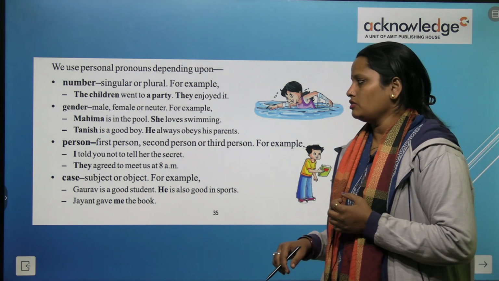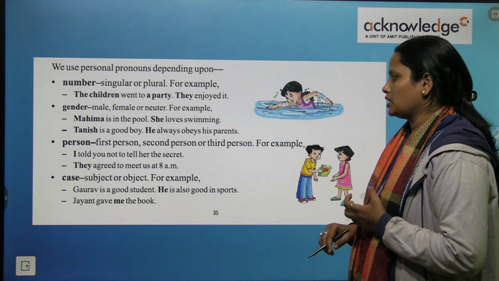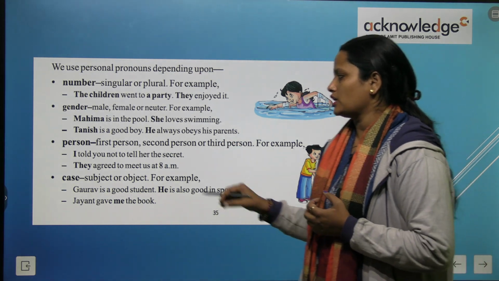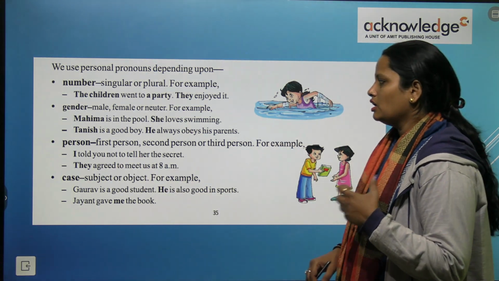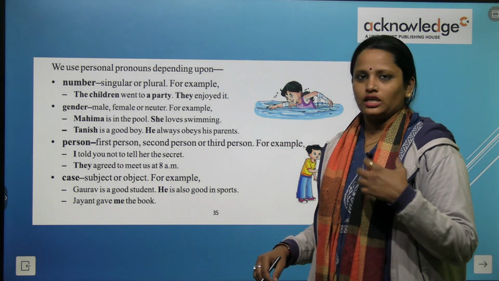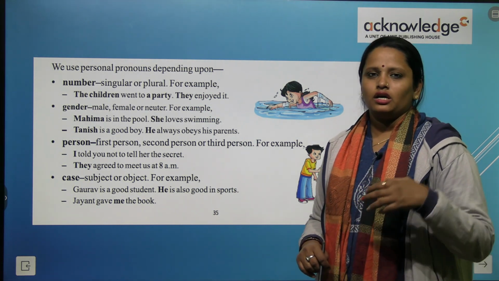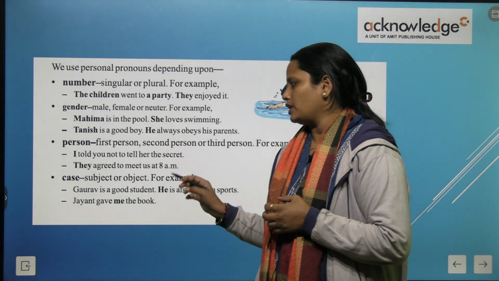Next is person. The first person, second person and the third person. तो तीनों में से कौन सा पर्सन है? We have to look at that. So I told you not to tell her the secret. अब यहाँ पे I को हमने यूज किया है क्योंकि यहाँ फर्स्ट पर्सन की बात हो रही है. खुद के लिए हमने I यूज किया है. They agreed to meet us at 8 AM. They means वो जो सामने जो लोग हैं उनकी बात हो रही है कि वो हमसे मिलना चाहते हैं 8 AM.